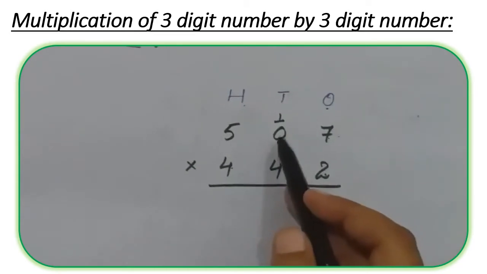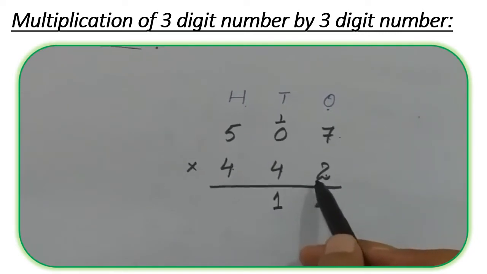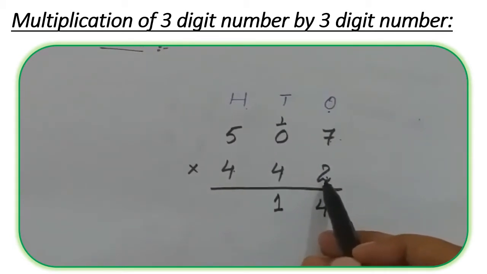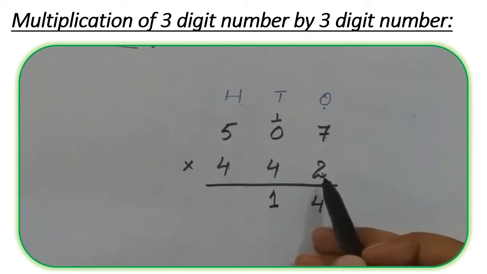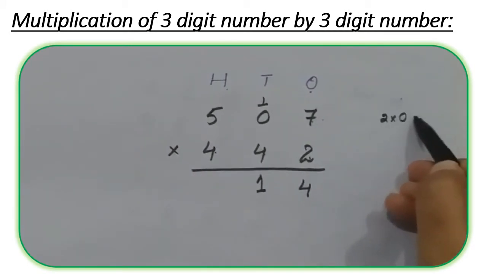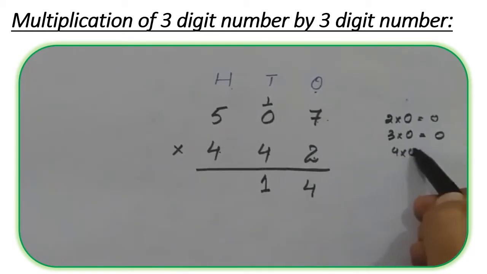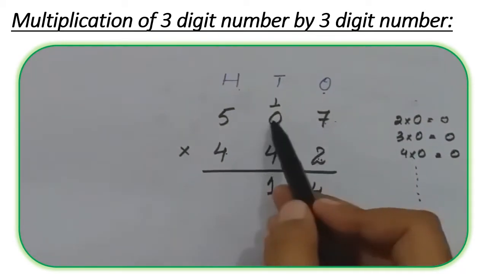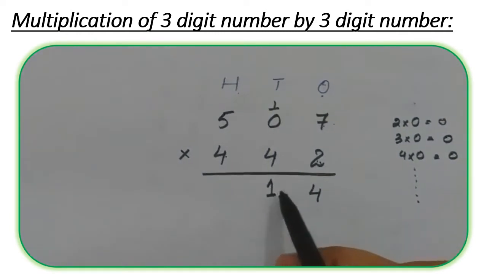2 zeros are 0 and 0 plus 1 is equal to 1. Students, remember one thing, when we multiply 0 by any number, the answer will be 0. For example, if you multiply 2 by 0, the answer will be 0. 2 multiply 0 is equal to 0. 3 multiply 0 is equal to 0. 4 multiply 0 is equal to 0, and so on. So here also 2 zeros are 0 and we will add 1. 0 plus 1 is equal to 1. So we will write 1 here in the tens column.